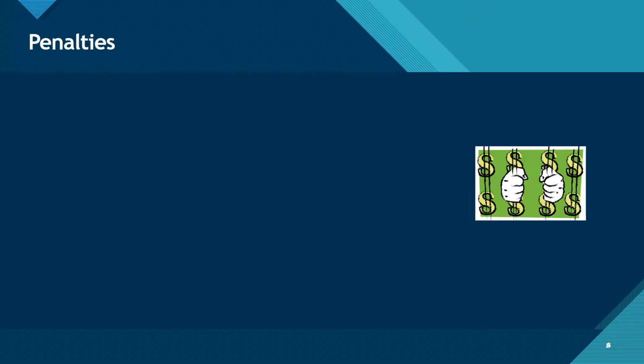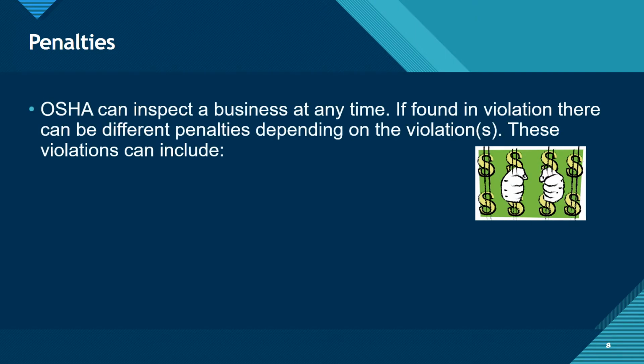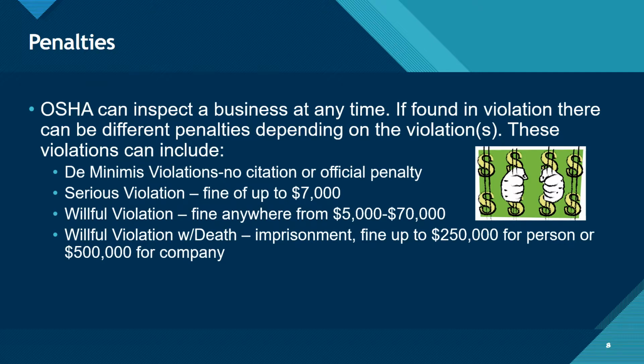Now, OSHA can inspect a business at any time. If found in violation, there can be different penalties depending upon the violation. These can include de minimis violations, which has no citation or official penalty, a serious violation, which has a fine of up to $7,000, a willful violation with a fine anywhere from $5,000 to $70,000, and a willful violation that results in death, which can include imprisonment, a fine of up to $250,000 for a person or $500,000 for a company.